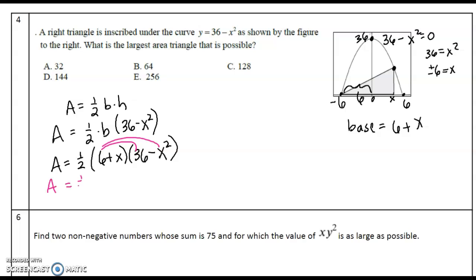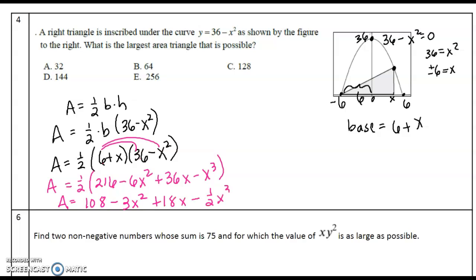So 6 times 36 is 216 minus 6x squared plus 36x minus x cubed. And then take half of that. So A equals, well, half of 216 is 108 minus 3x squared plus 18x minus 1/2 x cubed. All right, so we want to go ahead and maximize.